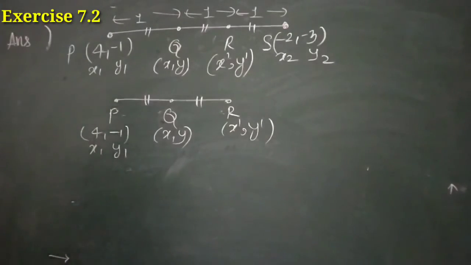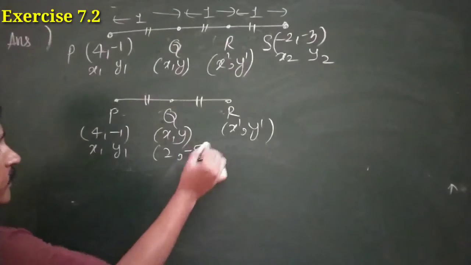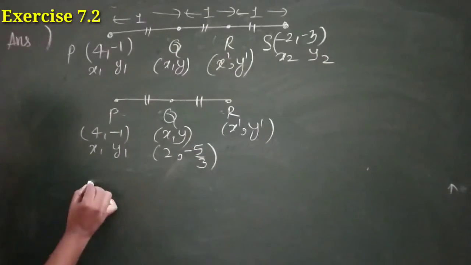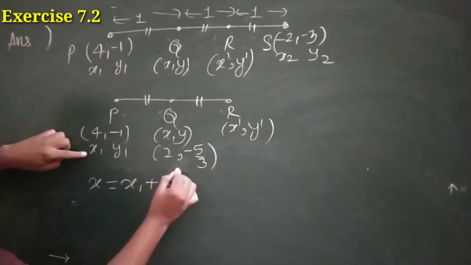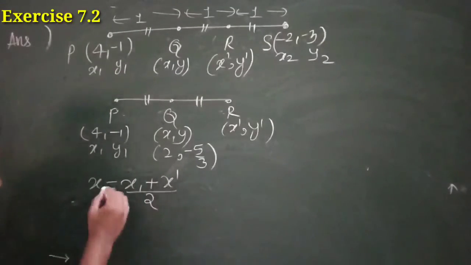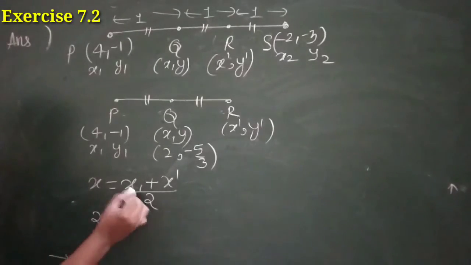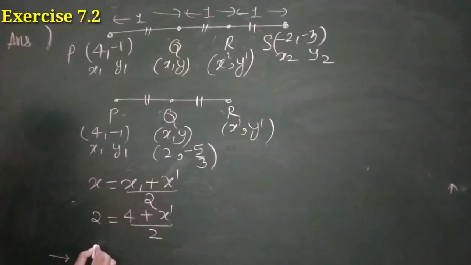And we already have the value of x y also. We just found it previously in our question: 2 comma minus 5 upon 3. So just apply the formula. x equals x1 plus x dash, divided by 2. Can we solve it? Yes, just see it here. The value of x is 2, x1 is 4, x dash we have to find out. Transpose it: 2 twos are 4 equals 4 plus x dash, 4 is cancelled by 4, so x dash equals 0.